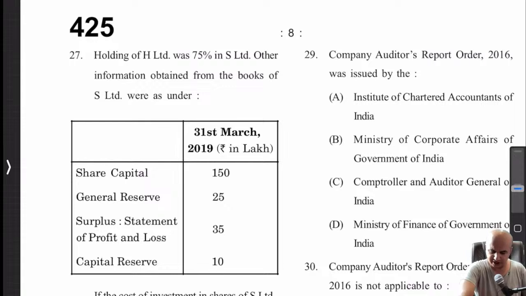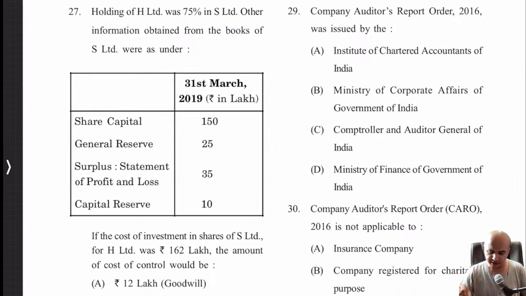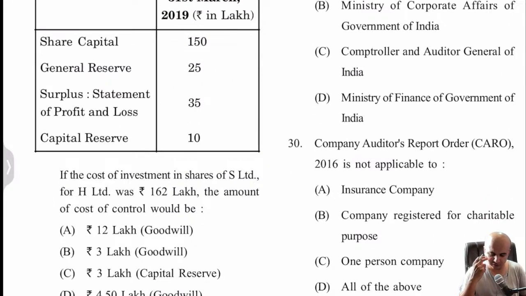Holding of H Limited was 75% in S Limited. Other information obtained from the books of S Limited: under share capital, 150 lakhs, everything is in lakhs. Then general reserve is there, which is nothing but the retained profit. Then surplus in the statement of profit and loss, that is current year profit, is 35 lakhs, and then we have capital reserve of 10 lakhs. Then if the cost of the investment in shares of S Limited for H Limited was 162 lakh, the amount of cost of control would be dash.